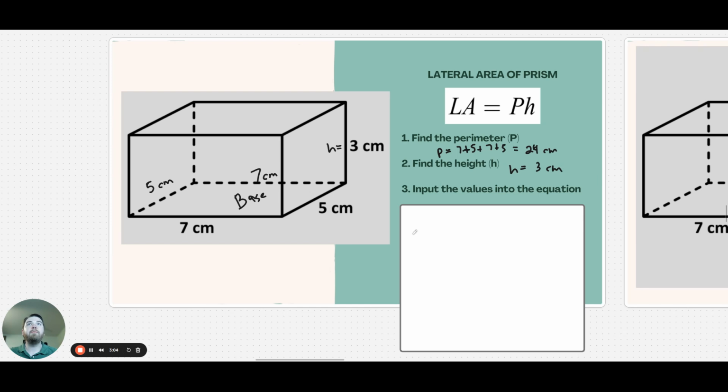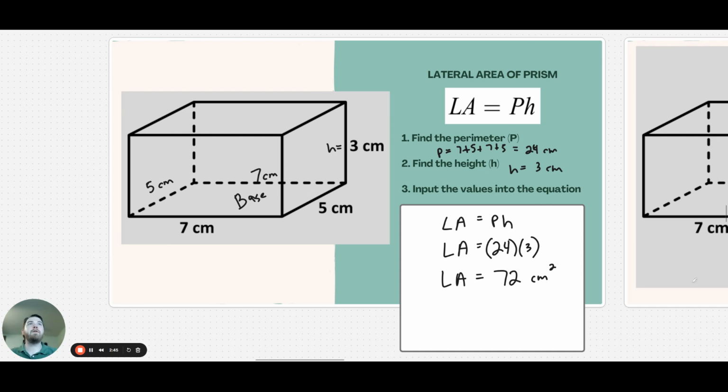And so now I just need to input those values into my equation. Lateral area is perimeter times height. And so my perimeter is 24. My height is 3. When I plug those two things into my calculator, I get 72. And it's area, so it's going to be square centimeters.